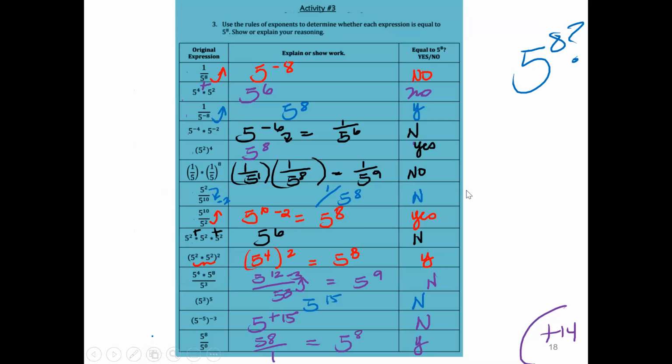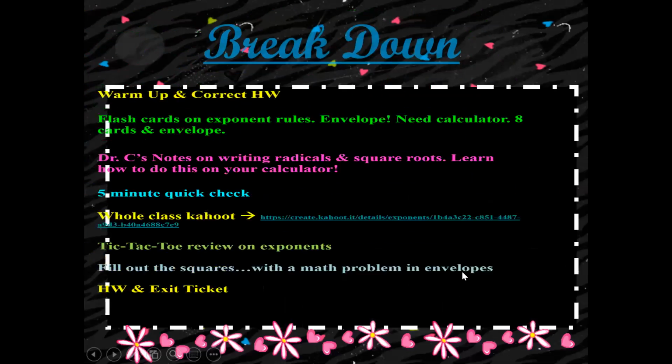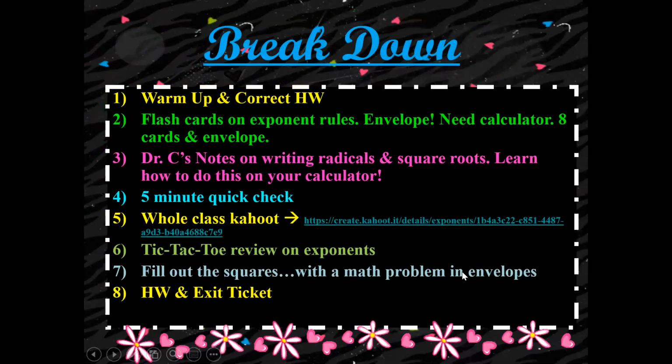All right, let's go ahead and get started with today's stuff then. This is the breakdown for today. So just take a look at this very quickly. We're going to do a little tic-tac-toe review on exponents. And then my notes is going to be on writing radical to square root form with exponential to radical form, and then vice versa.